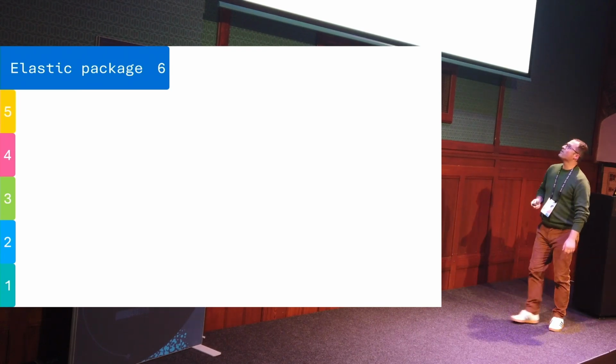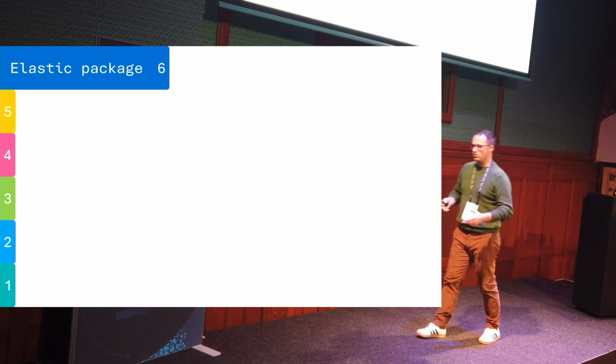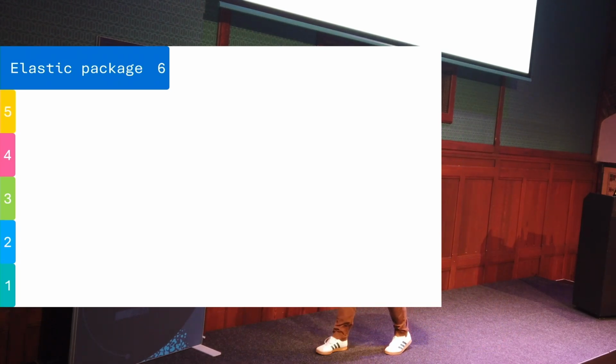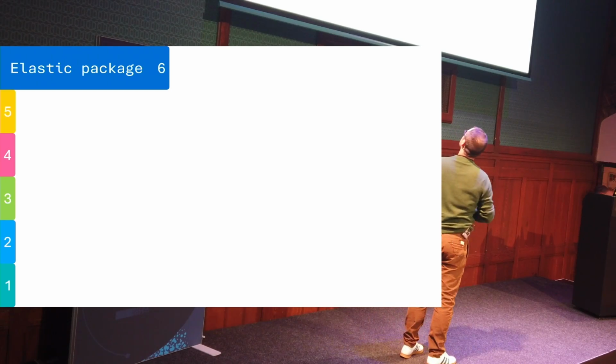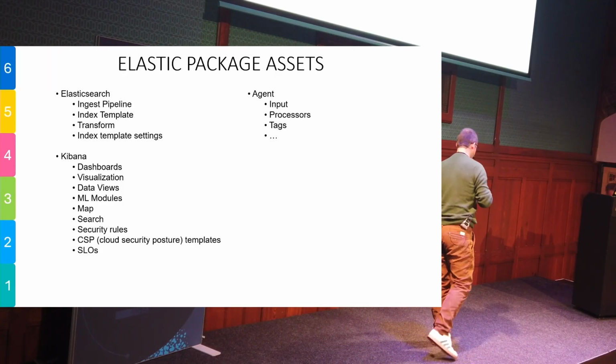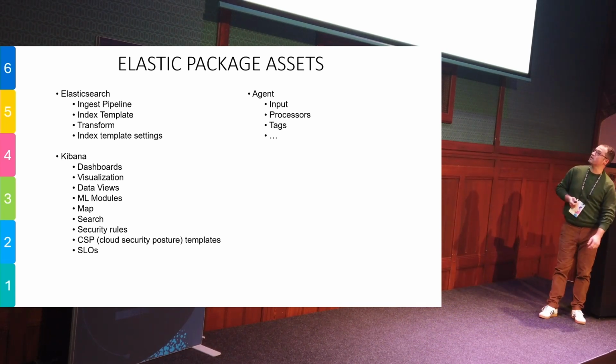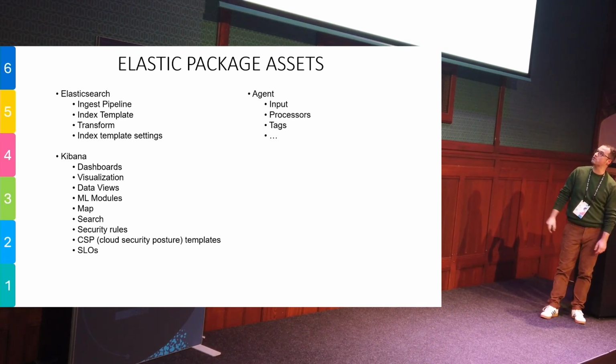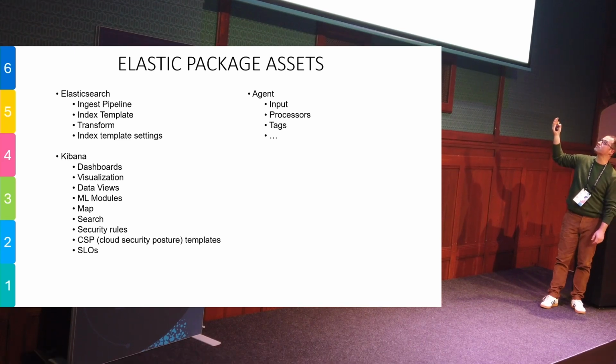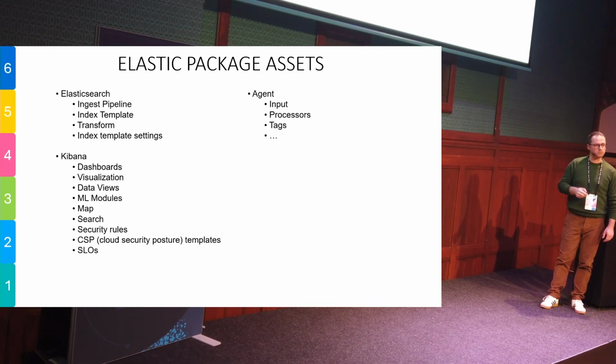OK. We have the Elastic package. And what the Elastic package does is it contains the integration. So it's the code the integrations exist out of. So let's see. These are the assets that can be in an integration. That's actually a lot of assets, right? You can put in machine learning stuff. You can put in security rules for your security dashboards. You can put all kinds of stuff in there. And the great thing is you can actually build them yourself.